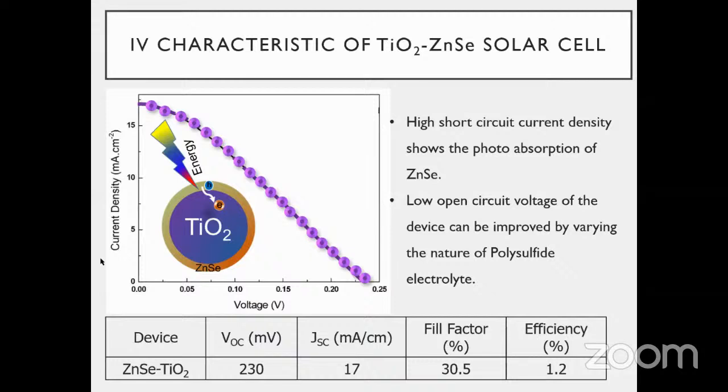So what is the difference? The voltage of the material is very low because of the mismatch between the redox potential and the zinc selenide's valence band maximum. That is the reason that the power max of this device is very low compared to the short circuit current density.